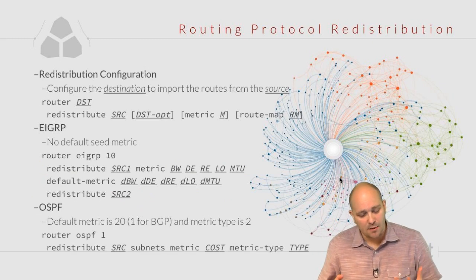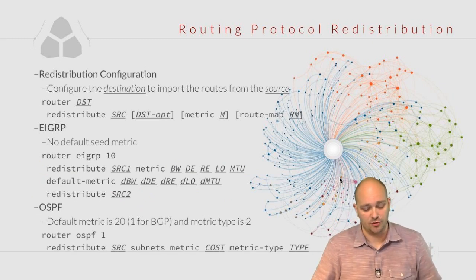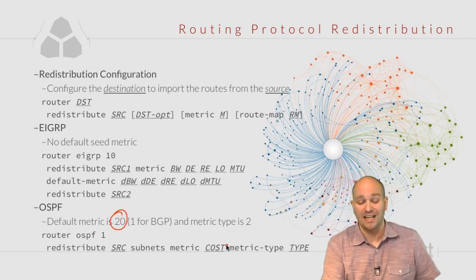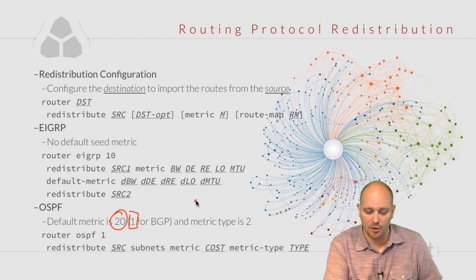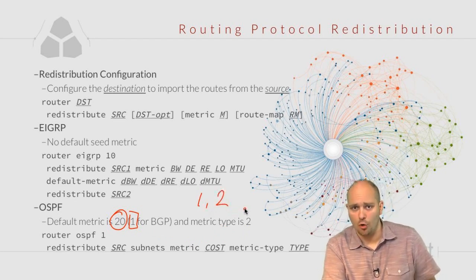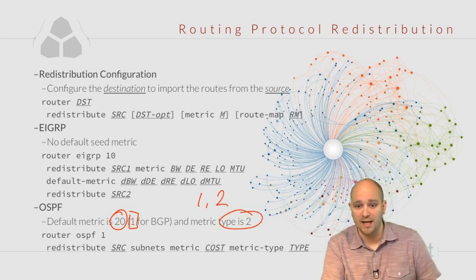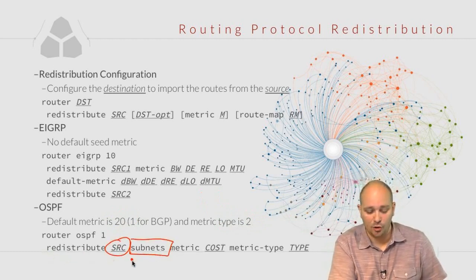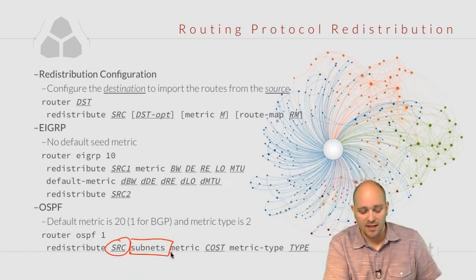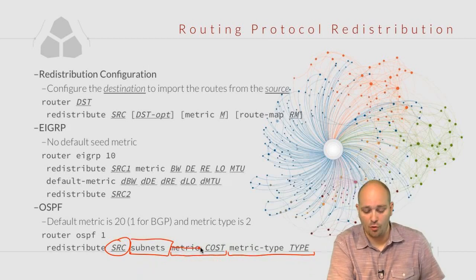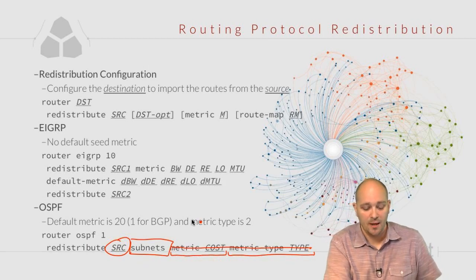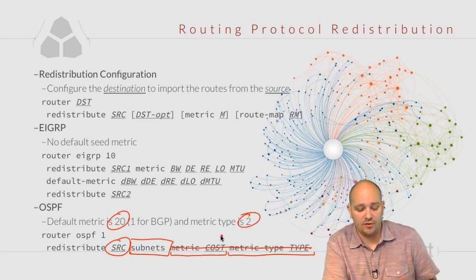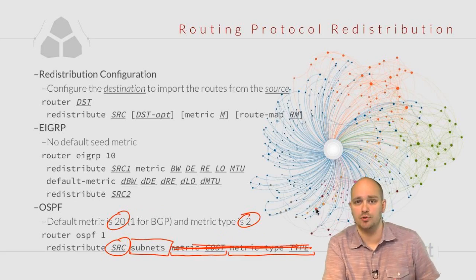OSPF in this sense is a much simpler protocol to work with. There is a default metric, and it will be 20 for all the redistributed routes except for BGP. The BGP redistributed routes will have the default metric of 1. The metric type, and you might remember that there is type 1 and type 2 in OSPF, the default metric type will be 2, but you can specify and change this. So this is the generic syntax for OSPF, redistribute from a particular source. I highly recommend that you always get in the habit of using the subnets keyword, and then you can optionally specify the metric, you can specify the cost, and you can optionally specify the metric type. Now, for OSPF, if you don't specify the metric or the metric type, because it does have built-in defaults, your redistribution will be successful even if you just did redistribute source subnets.